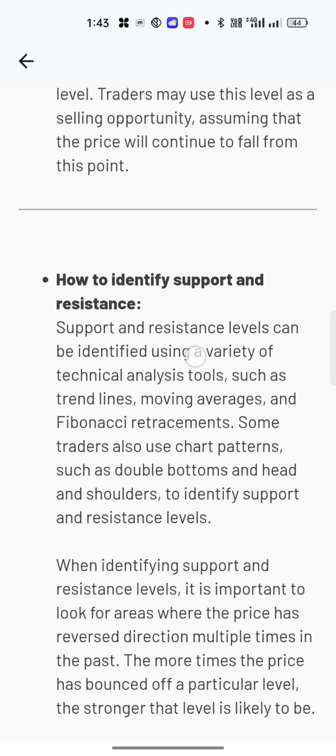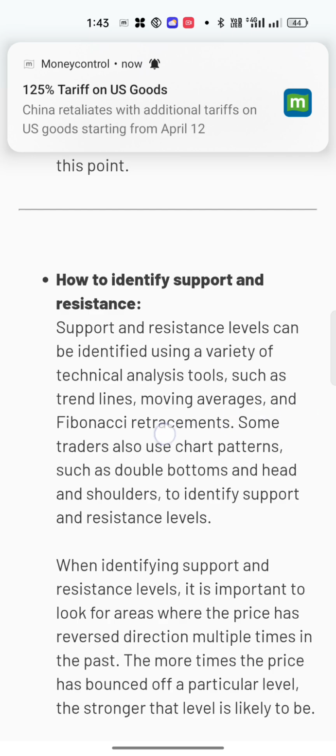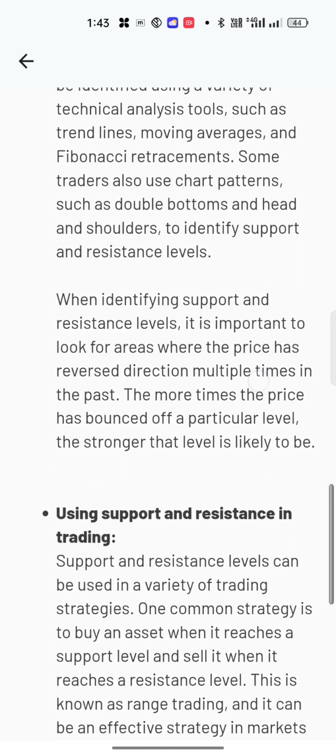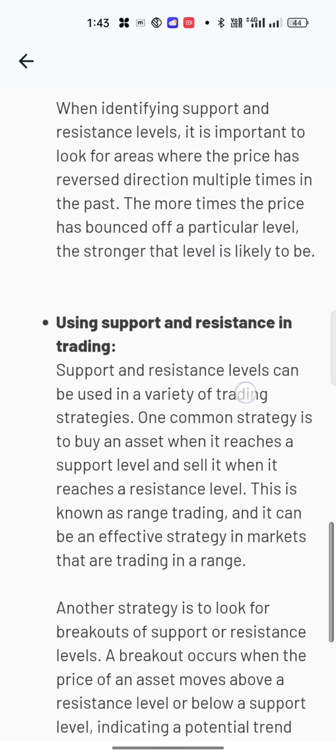How to identify support and resistance? Support and resistance levels can be identified using a variety of technical analysis tools, such as trend lines, moving averages, and Fibonacci retracements. Some traders also use chart patterns, such as double bottoms and head and shoulders, to identify support and resistance levels. When identifying support and resistance levels, it is important to look for areas where the price has reversed direction multiple times in the past. The more times the price has bounced off a particular level, the stronger that level is likely to be.